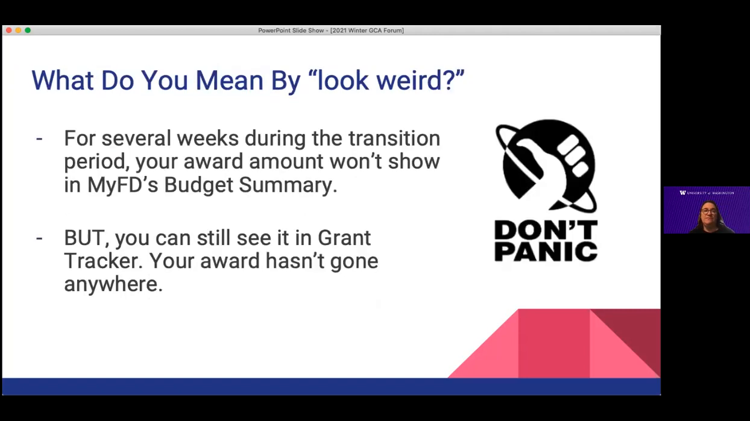Next slide. So what does it mean that things are going to look weird? The main thing is that for several weeks during the transition period, your award amount will not show in MyFD's budget summary. It'll look like it's just disappeared. But you can still see it if you look in the Grant Tracker budget information page. The award is still there. It will be back in MyFD soon.